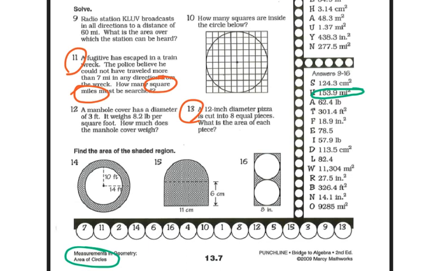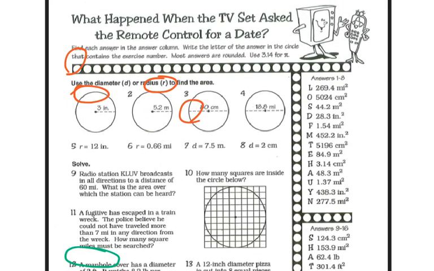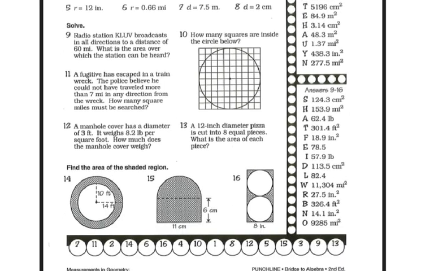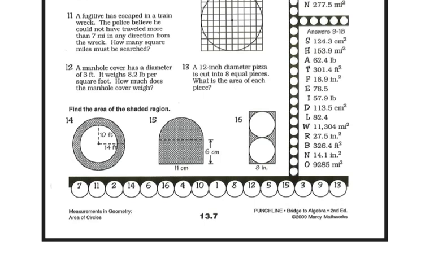So let's look at the instructions. We should always read the instructions first. It says that most answers are rounded. It doesn't tell us what to round to. So we're just going to do the problem and then look for the closest answer. So it's definitely 153.9. And that was for number 11. So number 11 will be H. All right, let's do number 13.